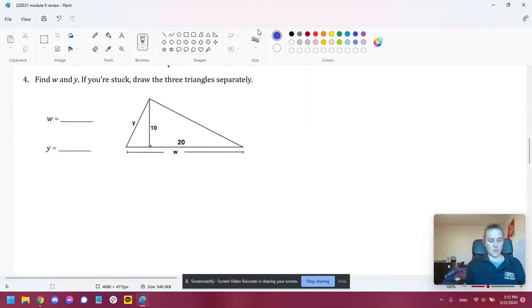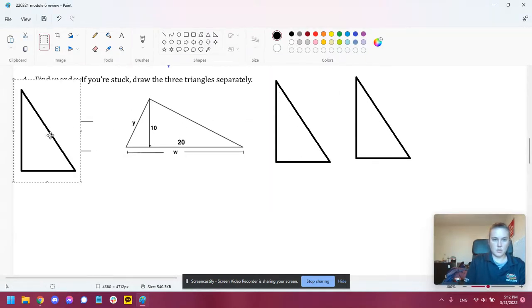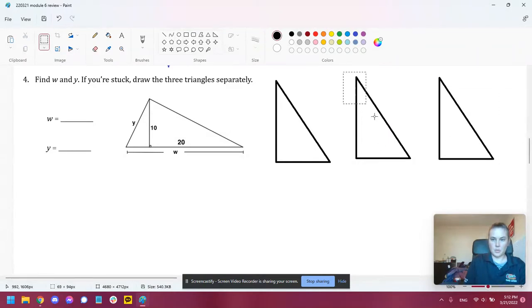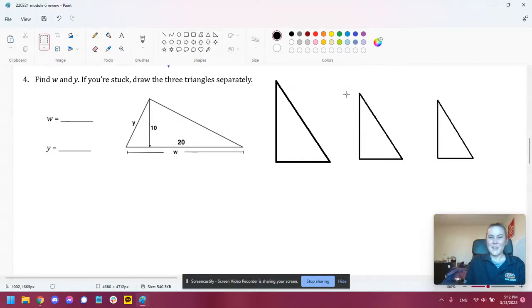The first thing I like to do is draw 3 different triangles, right? I'm going to draw, let's see if it'll let me do this. No. Copy, paste. Probably should have made these ones a little smaller. Nice. Wow, computers. Sometimes they're good. Who knew? Okay. I like to break this big diagram up into 3 separate diagrams. That way we can see all the similar triangles.